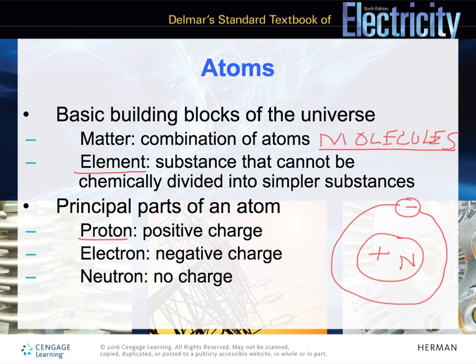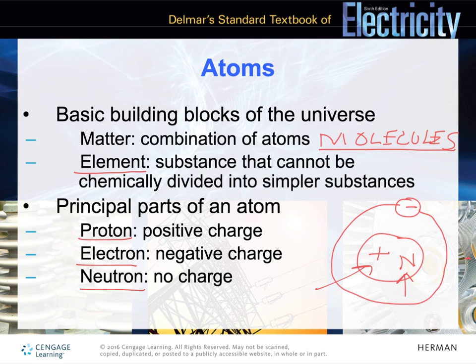So we're going to talk about the principal parts of an atom today. We're going to talk about the proton. The proton is a positive charge. It's a particle that's positively charged, and it's located inside the nucleus of the actual atom. So here's our diagram of the atom. We have electrons. Electrons are negatively charged. They are not within the center nucleus of the atom. They are orbiting outside the nucleus in what are called orbital shells or orbital rings. Electrons have negative charge. Neutrons have no charge. Neutrons, they're neutral. They are located inside the nucleus of the atom.